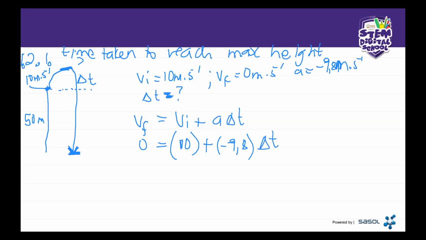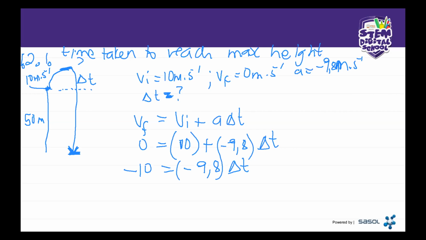Okay, so what do we want? We are looking for time, so we need to make time the subject of the formula. So how are we going to do that? Here we're going to take this 10 to the other side, which is going to give us minus 10 is equal to minus 9.8 times change in time.